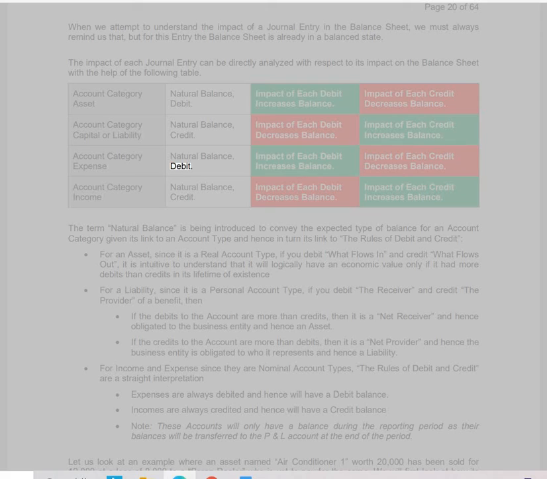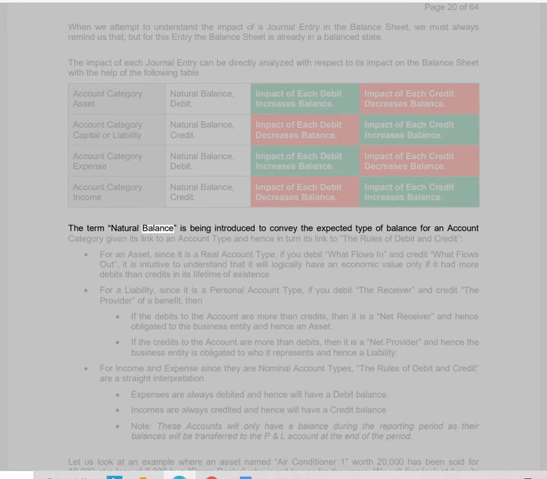Natural balance, debit. Impact of each debit increases balance. Impact of each credit decreases balance. Account category income. Natural balance, credit. Impact of each debit decreases balance. Impact of each credit increases balance.